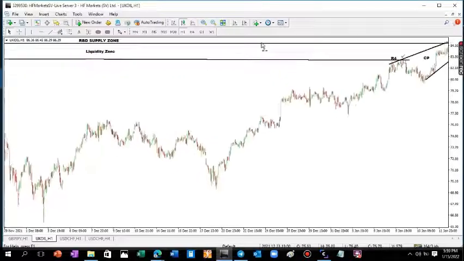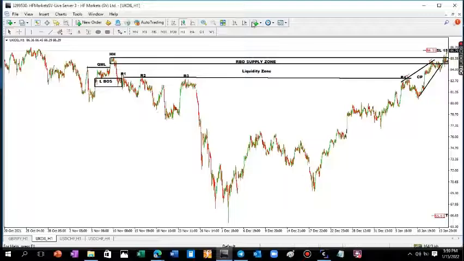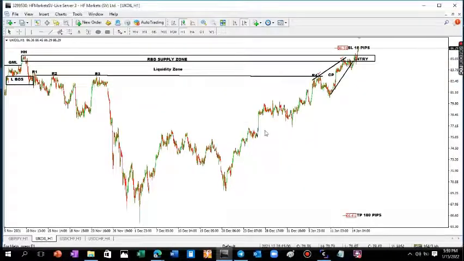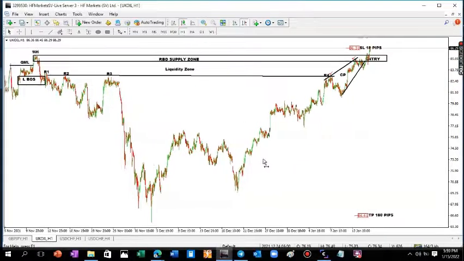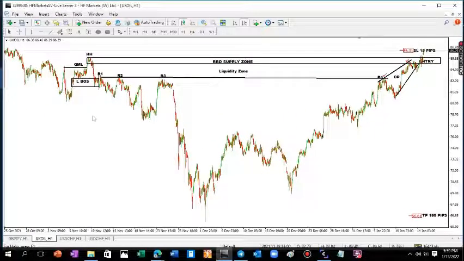And the stop loss was 15 pips, and my target was about 180. And this is a lot because remember, this is UK 100. These are very expensive assets, right? So this is what happened. We had a very nice setup, but it didn't work.